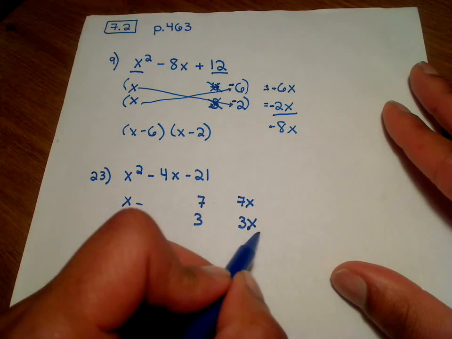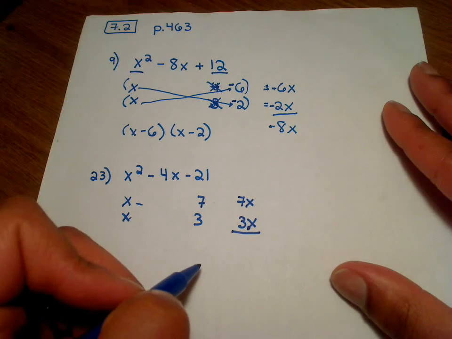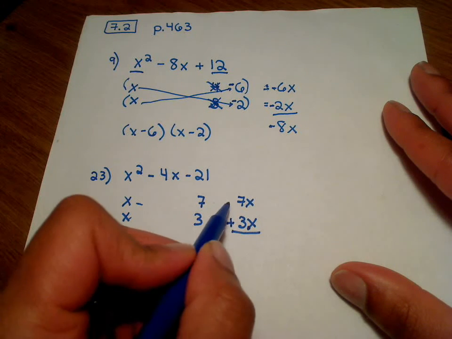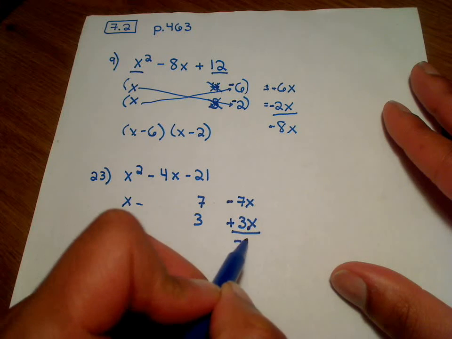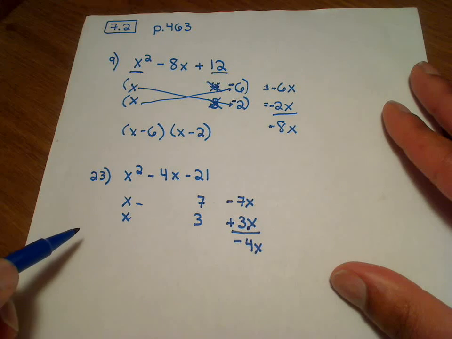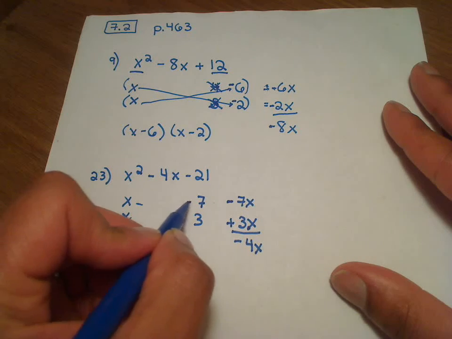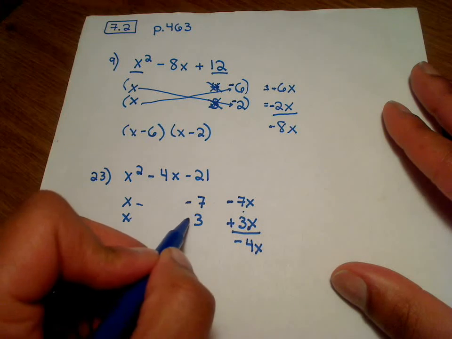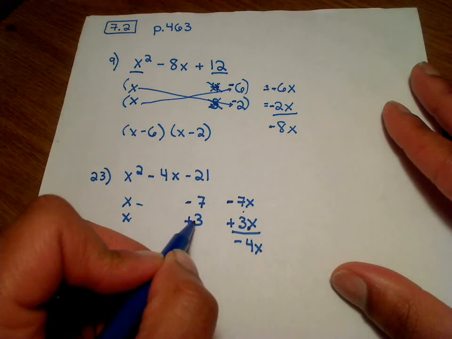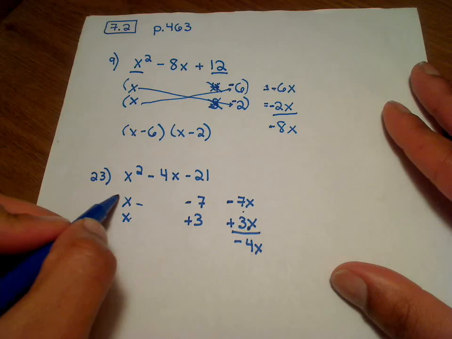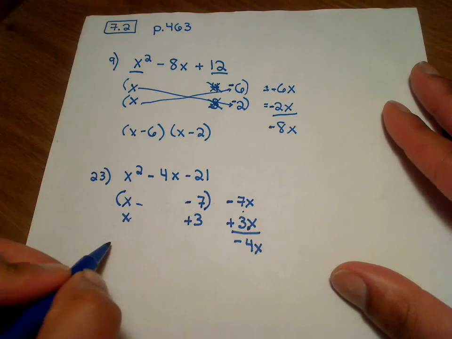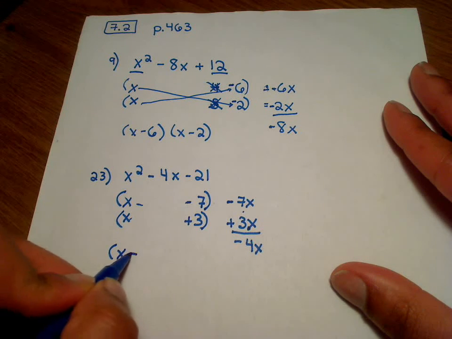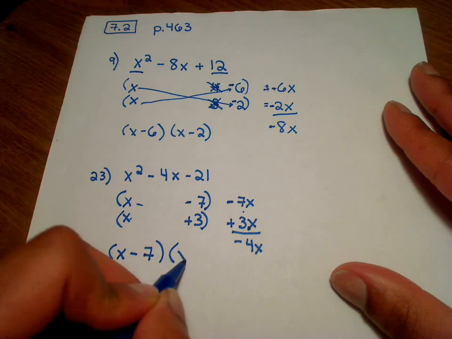Okay, the thing is that I need my answer to be negative 4x. So in order for that to happen, I need this to be a positive and I need this to be a negative. That way I get negative 4x. So what that tells me then is if I make this one negative, when I cross multiply, I get negative 7x. I make this one positive. When I cross multiply, I get positive 3x. So now you just put them together straight across, and our answer is x minus 7, x plus 3.